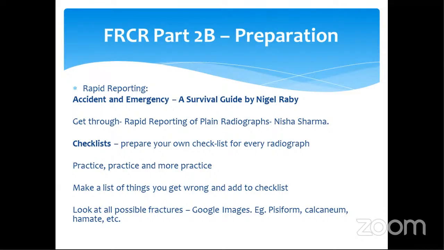So there will be a separate checklist for a foot radiograph, a separate one for an ankle, another for knee, like that. So you need to have separate checklists for every single radiograph, which will consist of all the review areas or all the gray areas which you are missing. It's important to practice, and do more practice. That's the only way you are going to pass in rapid reporting.